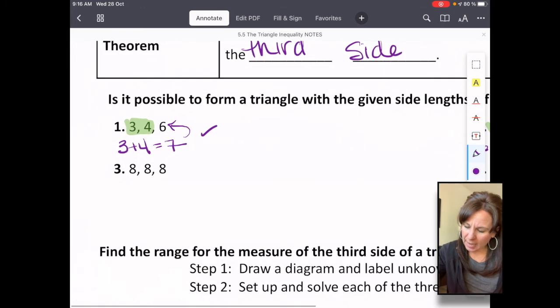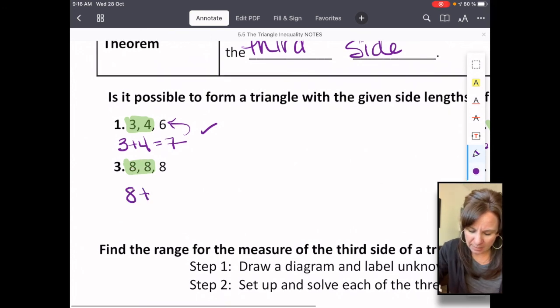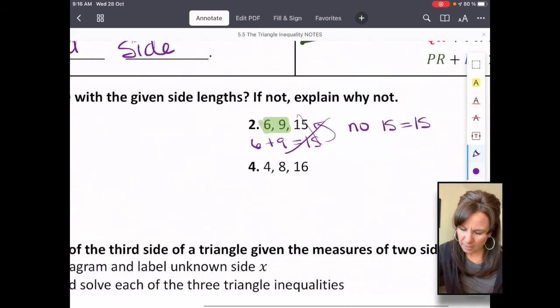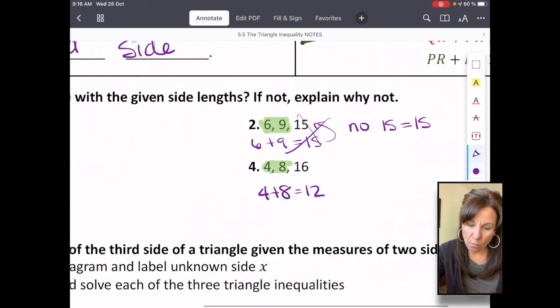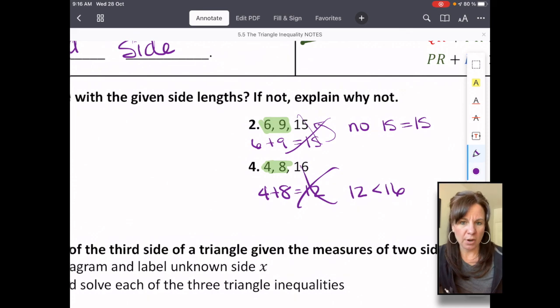Let's try 8, 8, and 8. They're all the same length, so we can just take two of them. 8 plus 8 equals 16, which is greater than the third side, so that one's good to go. And this one, 4 and 8, those are the two small ones. 4 plus 8 equals 12. That's not going to work because 12 is less than 16. So that one's a no-go.